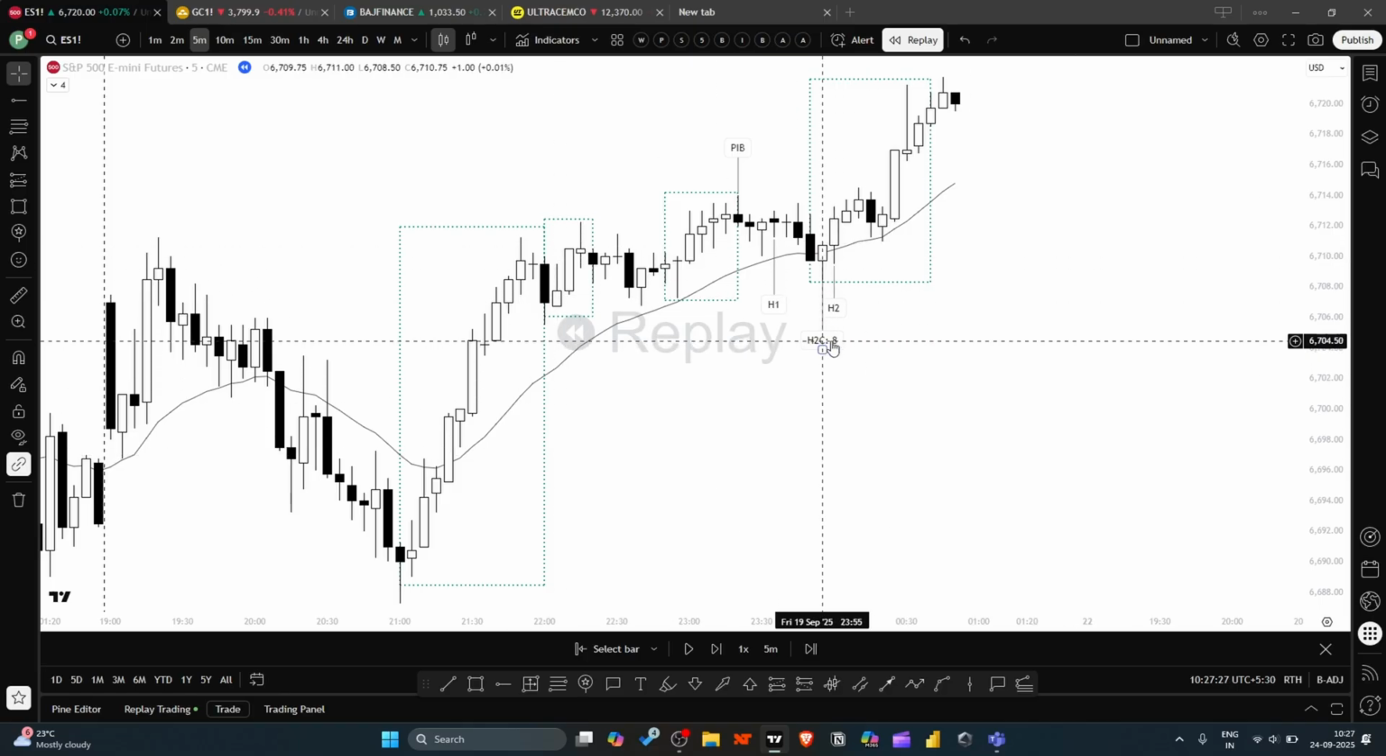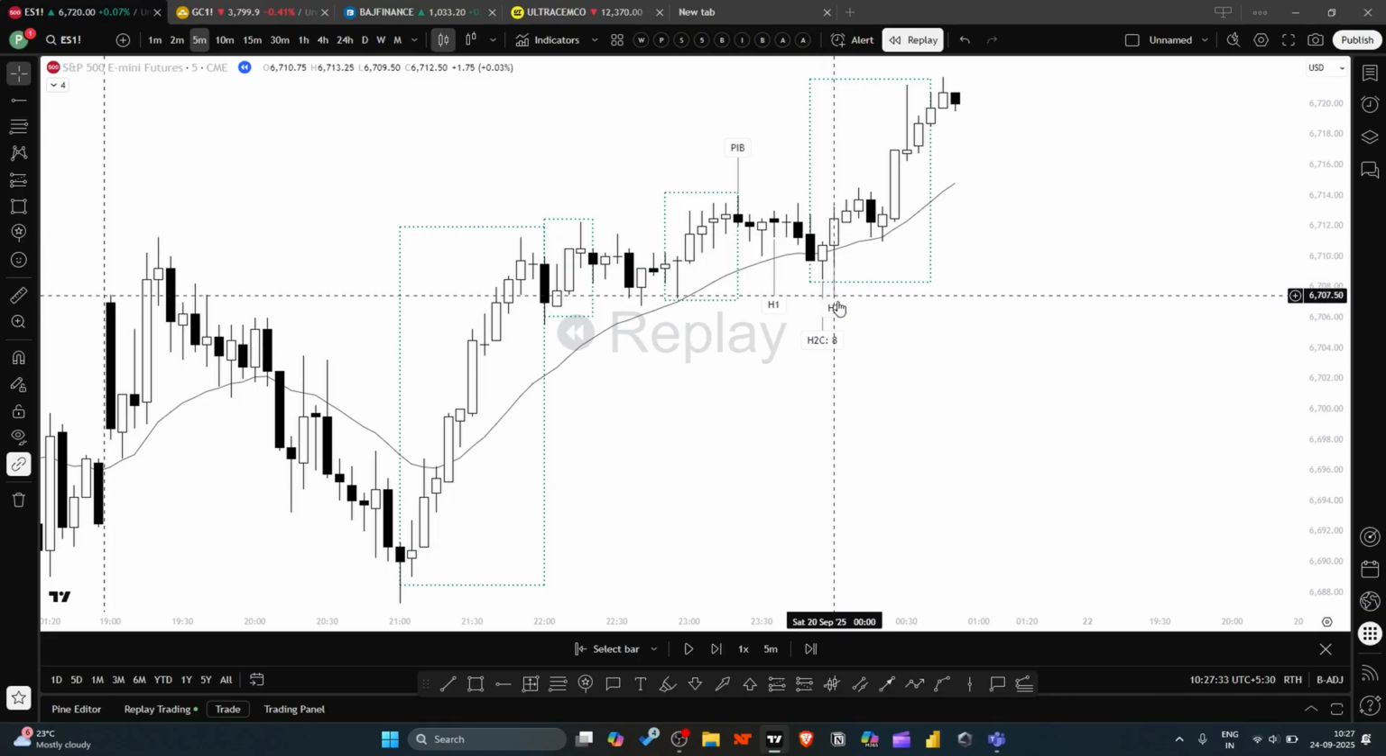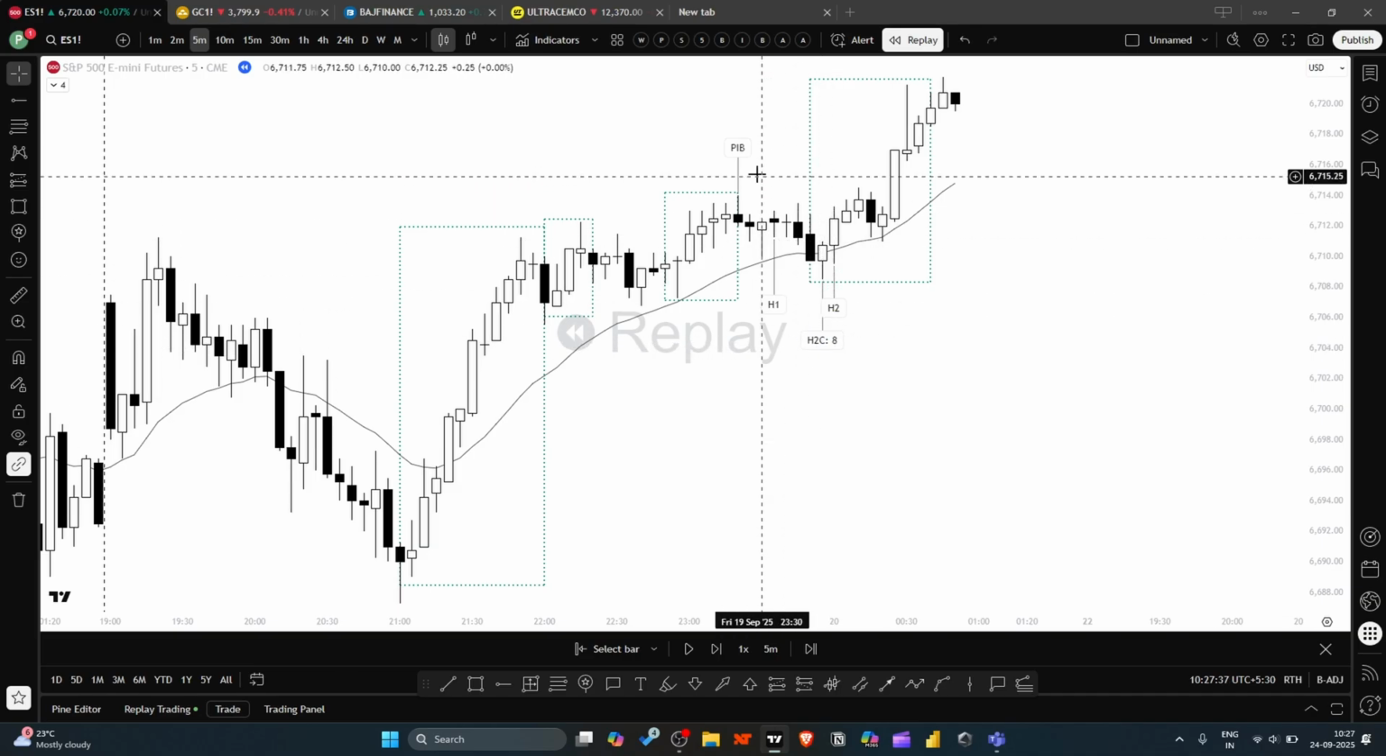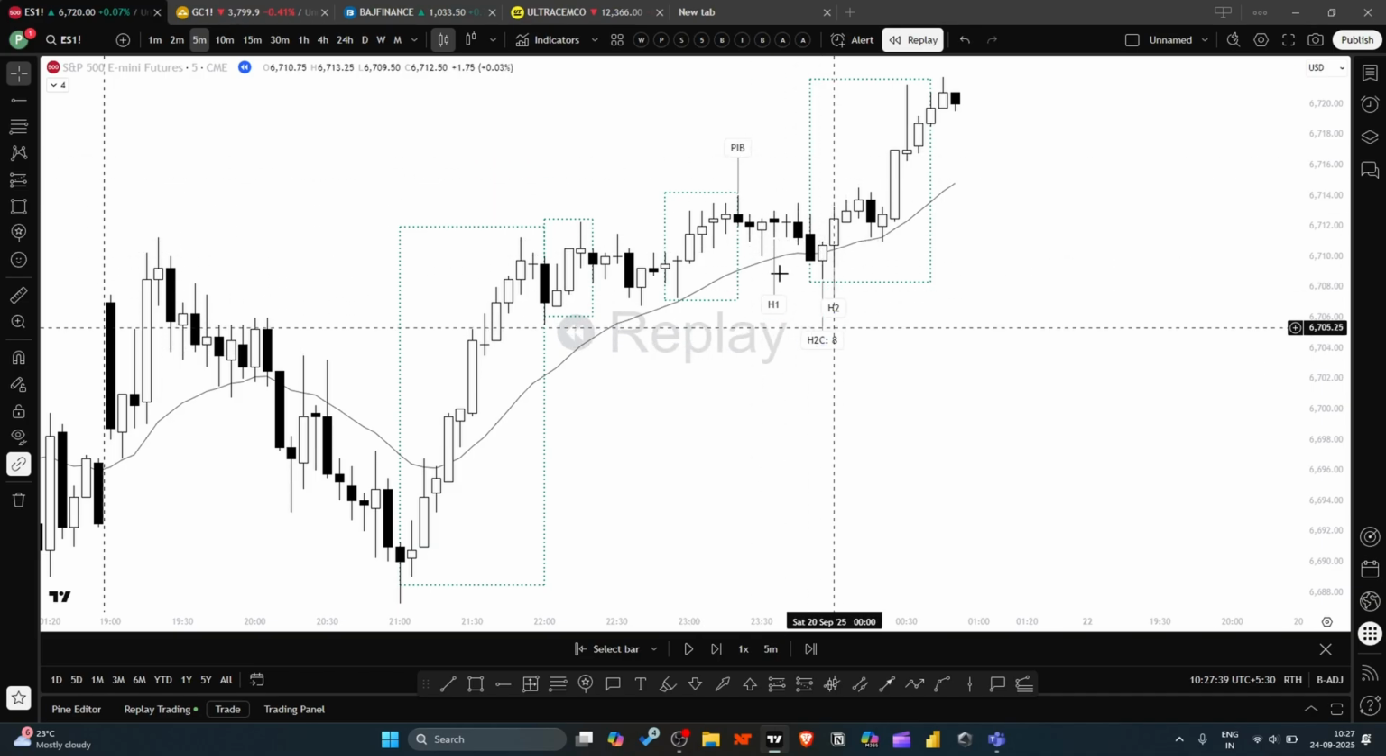You are seeing this. This is where the signal triggered. This bar went beyond the high of this bar, so I mark this as the H2 entry. This is the H2 count from the PIB, if that is what you're asking.